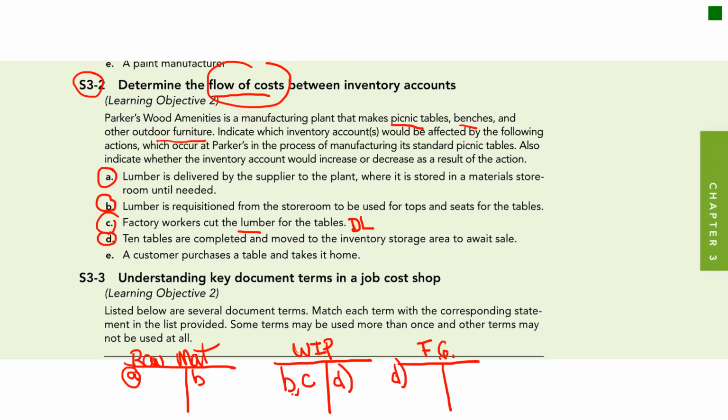Finally, letter E, it says a customer purchases a table and takes it home. So in letter E, you'd be decreasing finished goods, and they didn't ask for it, but I'll put it in here. And of course, you'd be increasing cost of goods sold.